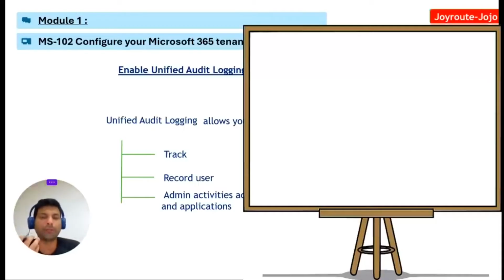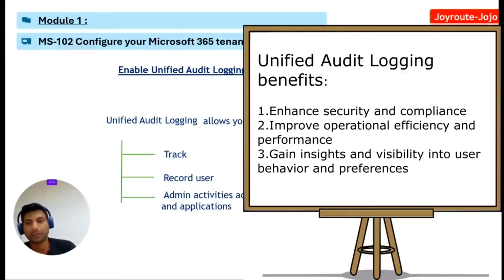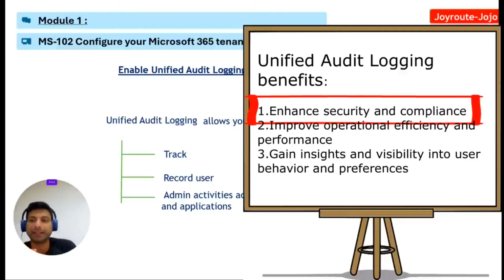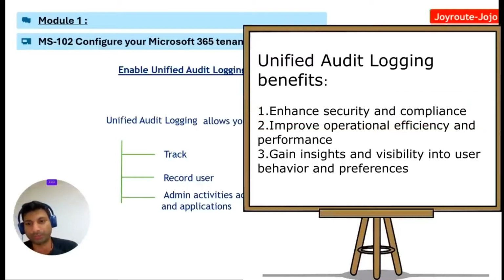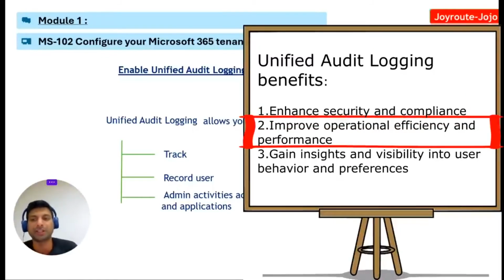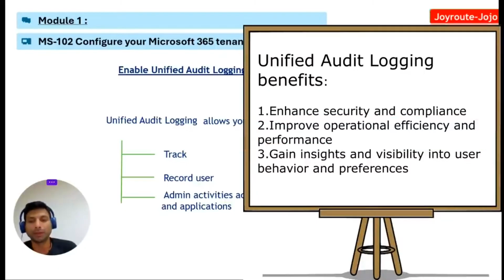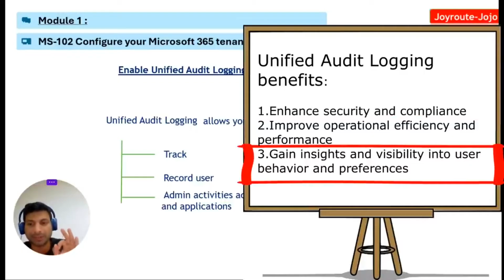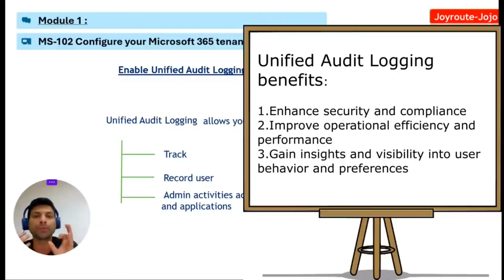If you enable this unified audit logging in Microsoft 365, it helps us achieve some benefits, such as enhanced security and compliance by detecting and responding to suspicious or unauthorized activities such as data breaches, malware attacks, or policy violations. The other benefit is improved operational efficiency and performance by identifying and resolving issues such as configuration errors, service outages, or user feedback. The third advantage is gaining insight and visibility into user behavior and preferences by analyzing and reporting on user actions such as file access, sharing, collaboration, or communications.